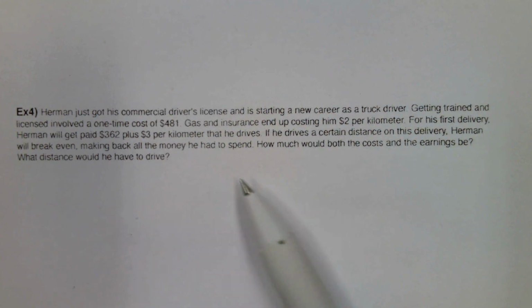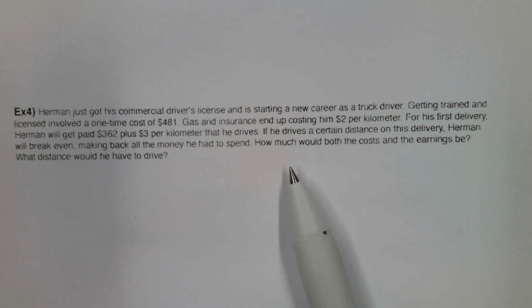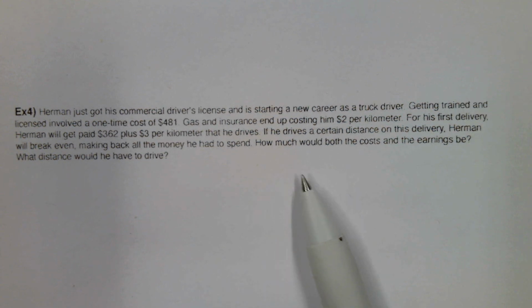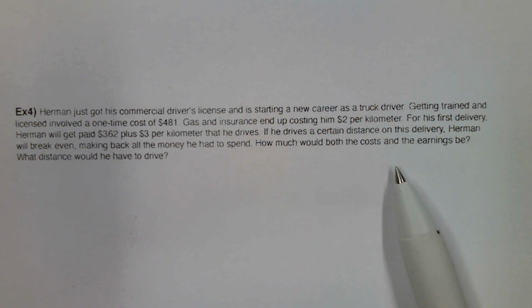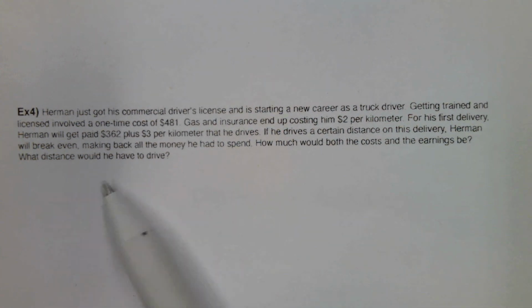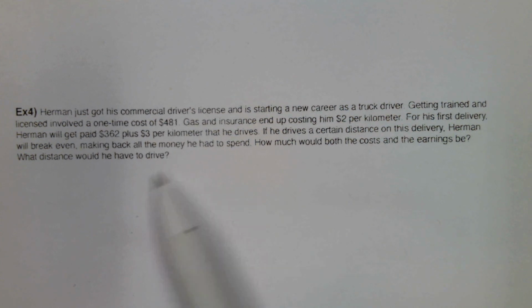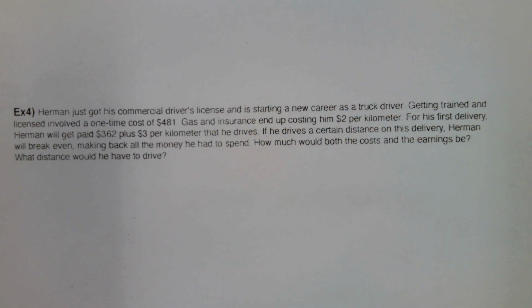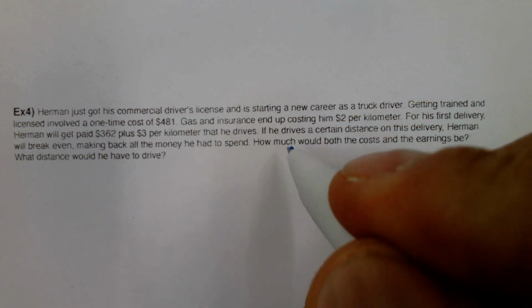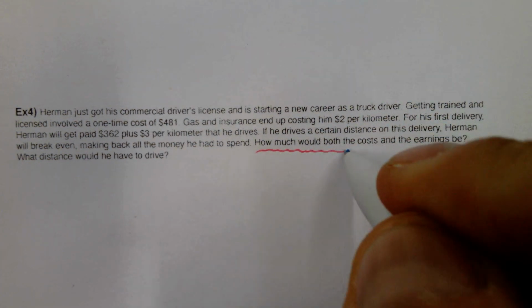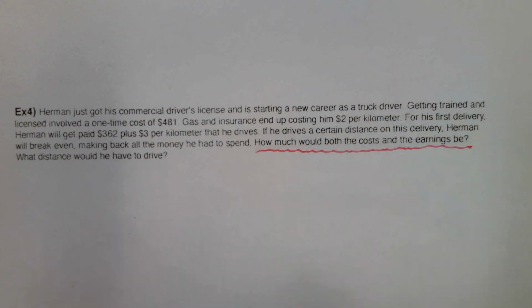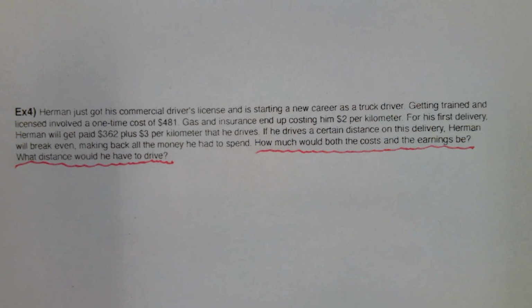So here's how we're going to find out. It says, how much would both the cost and earnings be? What distance did he have to drive? I'm going to underline that. That's the part we need to make variables with. Anytime you see the question, that tells you that's where the variables are going to come from.